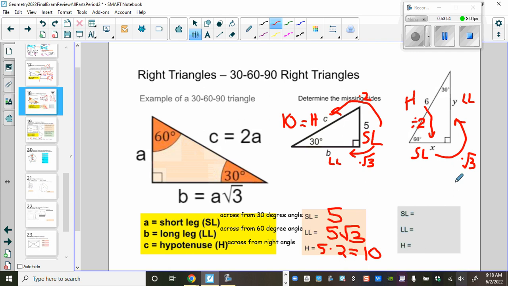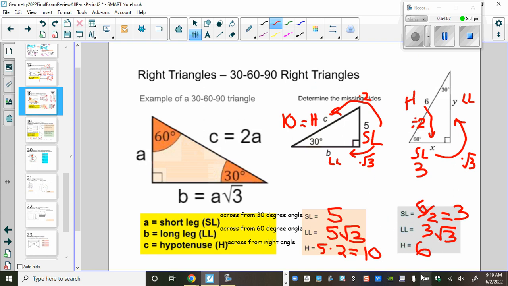Or similarly, if I give you the hypotenuse, which I gave you here, first off, to go from hypotenuse to short leg, just divide by 2. So for the second triangle, what is 6 divided by 2? What's 6 divided by 2 going to give us? 3. And then to go from short leg to long leg, just multiply by the square root of 3. So that's all you do.